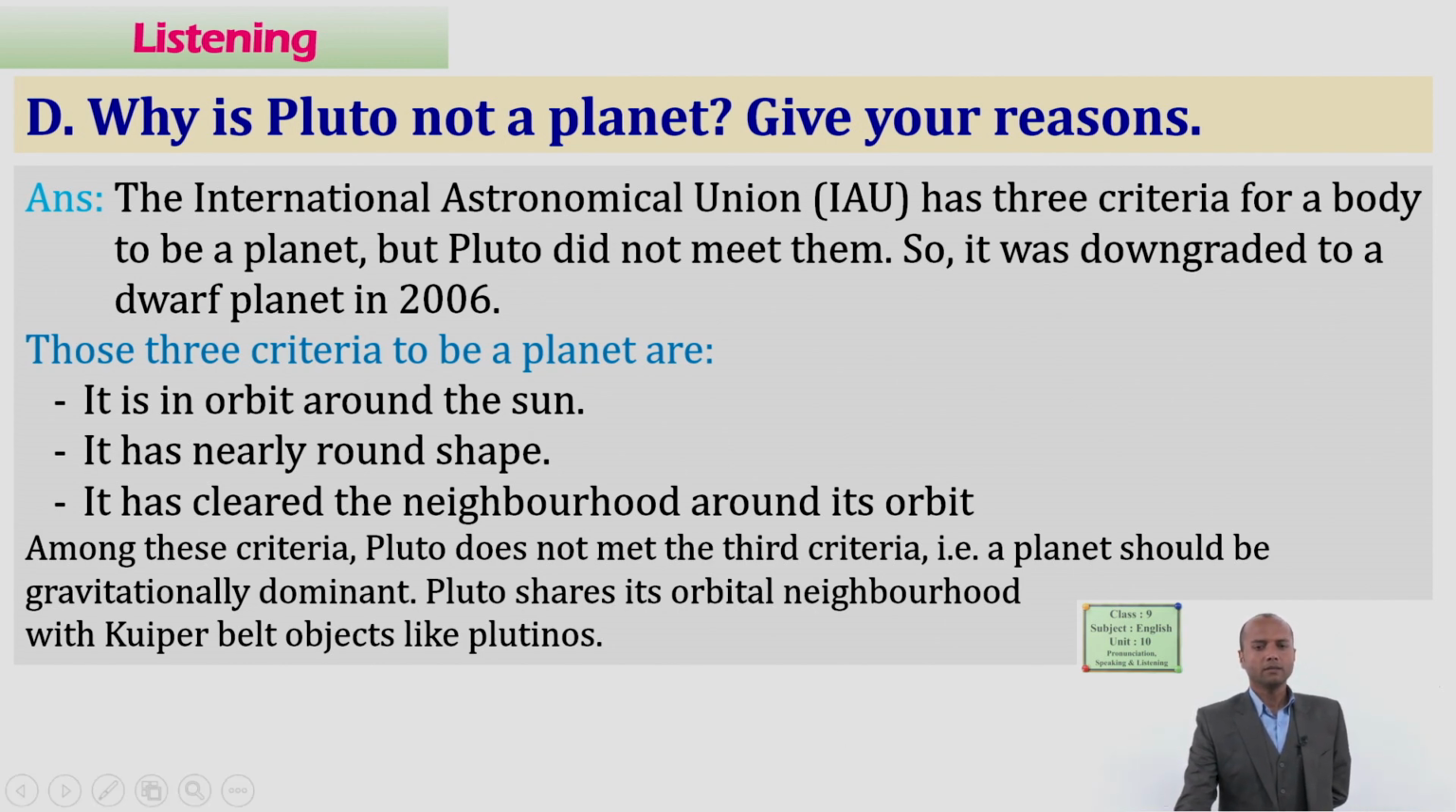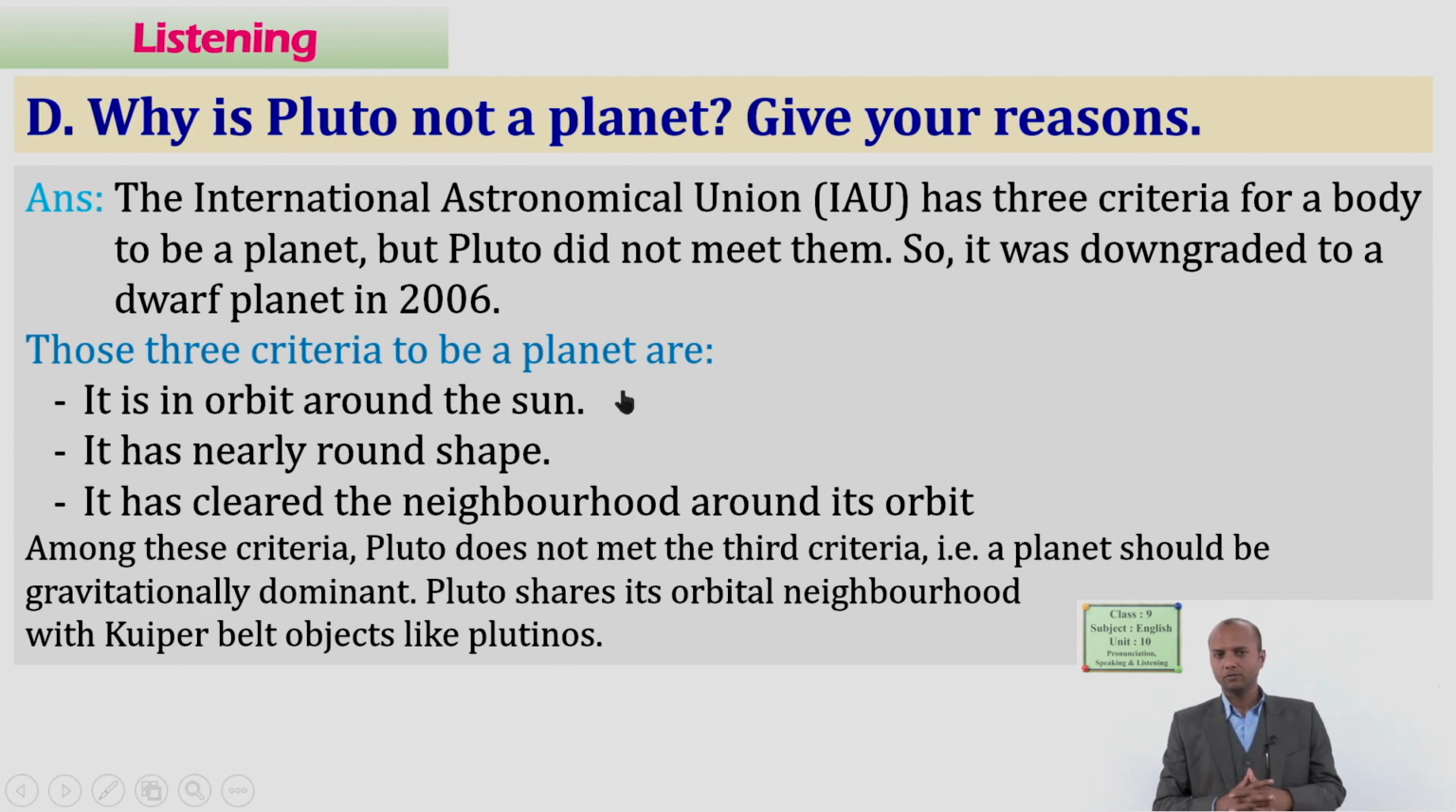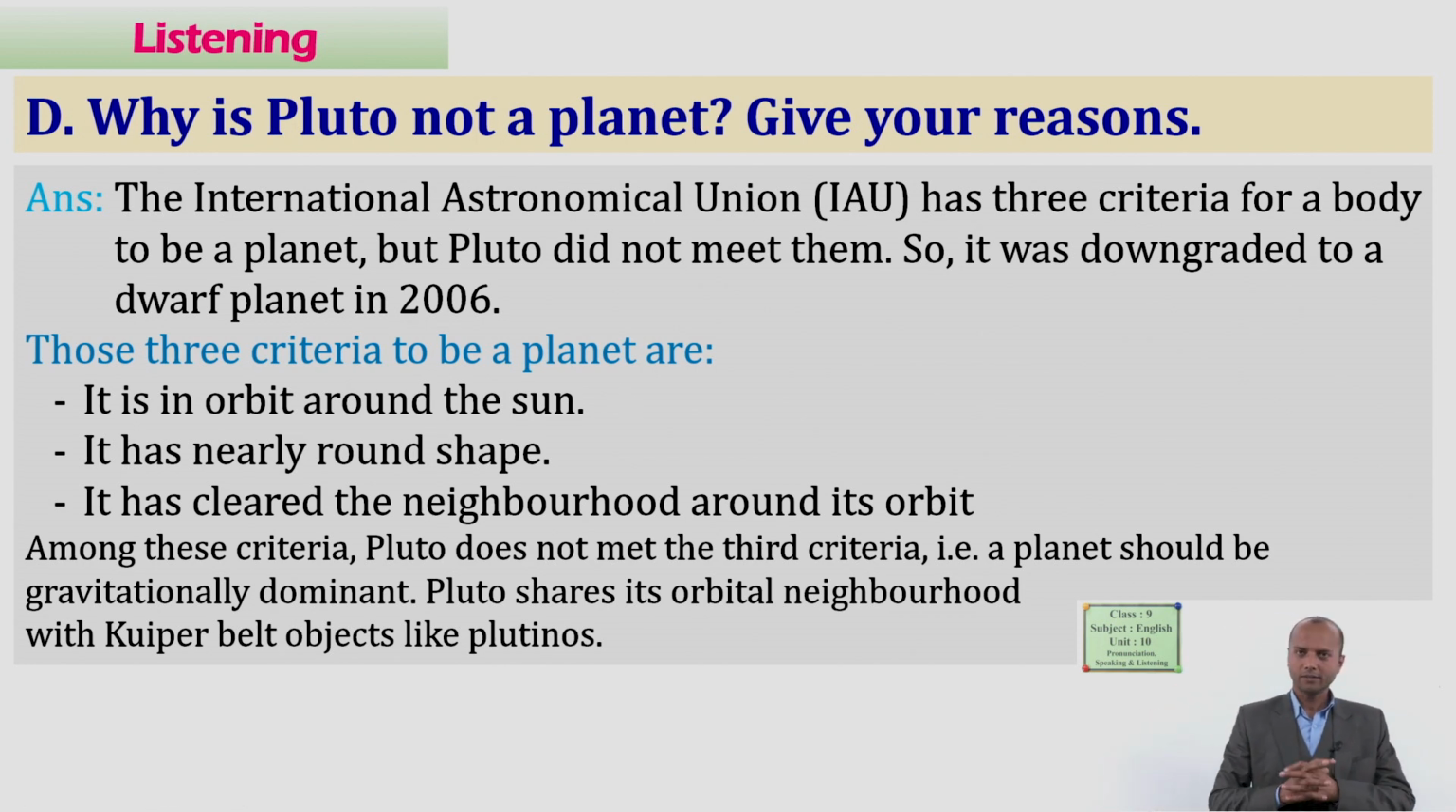The 3rd criterion means that a planet should be gravitationally dominant. It should attract the things within its capture or gravitational area. Pluto shares its orbital neighborhood with Kuiper belt objects like Plutinos. So please find interesting facts about Pluto and Eris, and discuss with your friends. I guess you have done a similar thing as well.